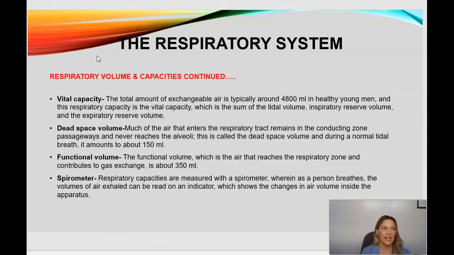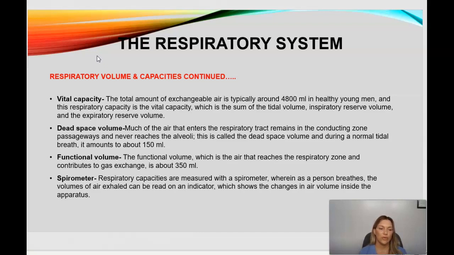We also have dead space volume. So much of the air that enters the respiratory tract remains in the conducting zone passageways and never actually reaches the alveoli. So this is called the dead space volume. And during a normal tidal breath, so again, normal tidal breath is just a normal inspiration, its amount is about 150 mLs. We have functional volume. Functional volume is the air that reaches the respiratory zone and contributes to gas exchange.